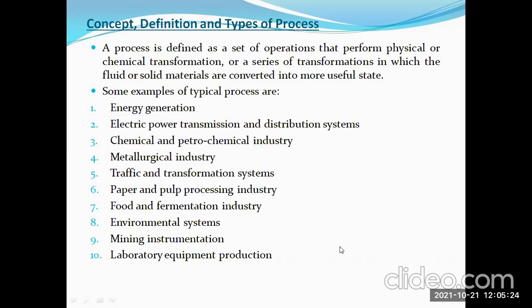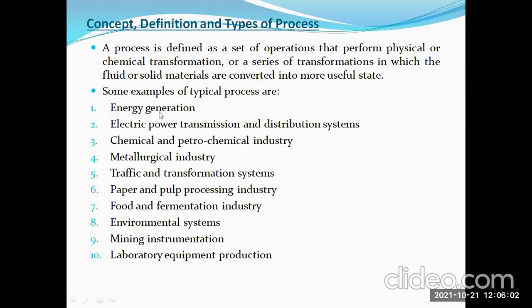Then the raw material is distributed, then this raw material is sorted, then this material is heated. So these are the basic processes, one by one. This is a series of transformations in which fluid or solid materials are converted into a more useful state. This is called the process, or the working culture of any process plant industry. So these are the different types of examples we have to know.